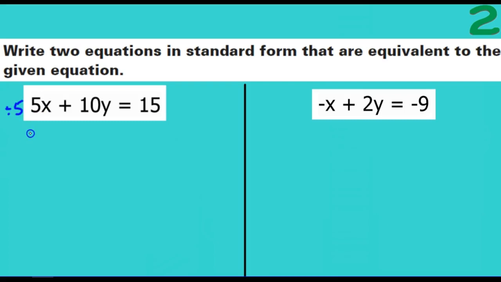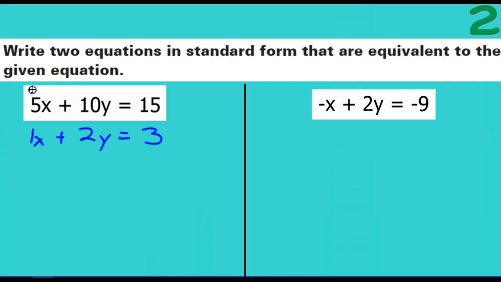5 divided by 5 is going to give me 1x. 10 divided by 5 is going to give me 2y. And 15 divided by 5 is going to give me 3. So this is one of the equivalent equations. It means the same thing even though there's different numbers.